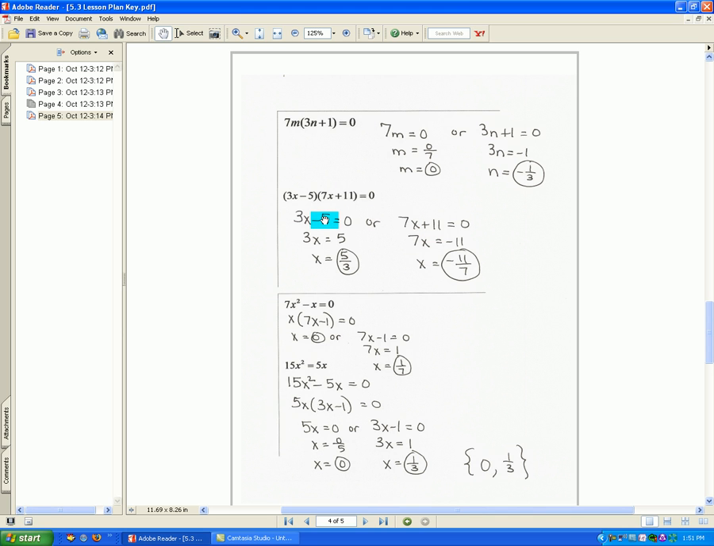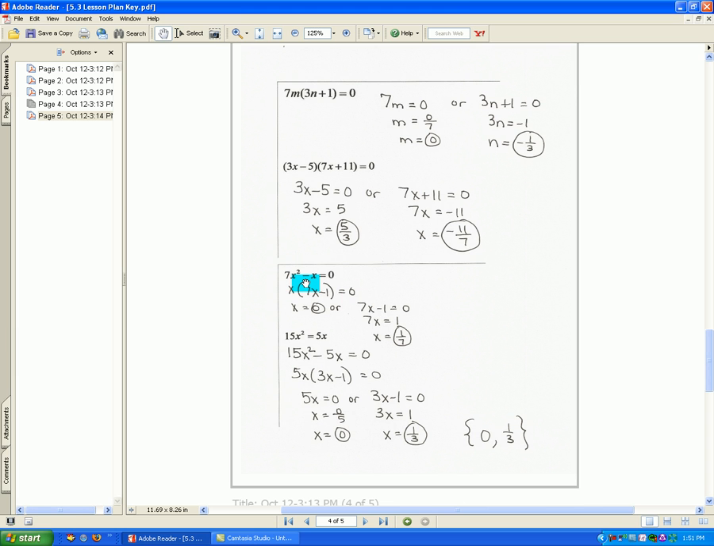If the first factor is 0 and we solve that case by adding 5 and dividing by 3, we get the answer 5/3. If the second factor is equal to 0, we subtract 11 from both sides and we divide by 7, giving me the answer x equals negative 11/7. All right, next equation.